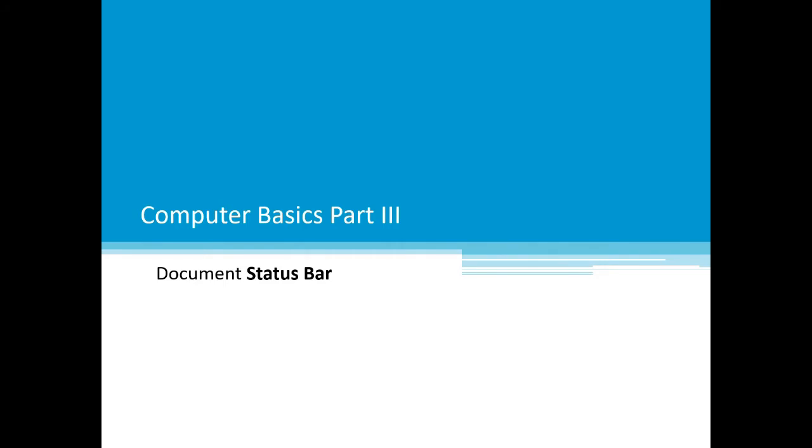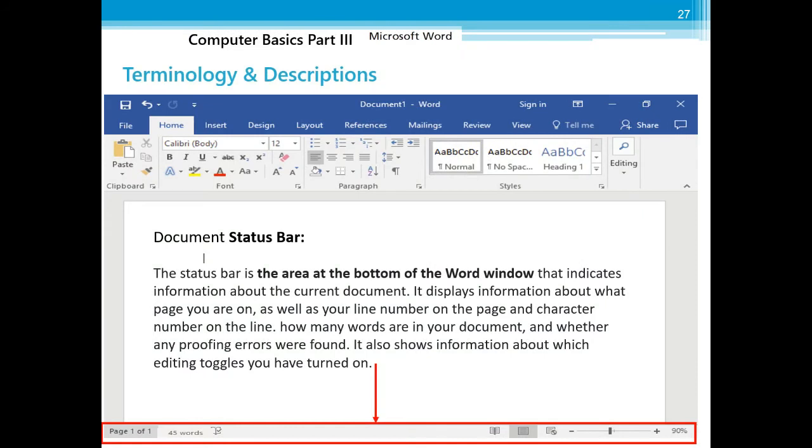Document status bar. So the document status bar is an area at the bottom of the window screen, as highlighted in red, that indicates information about the current document. It displays information about the page you're on, as well as the line number on the page and the character number on the line. How many words are in the document and whether any proofing errors were found. It also shows information about which editing toggles you have turned on.